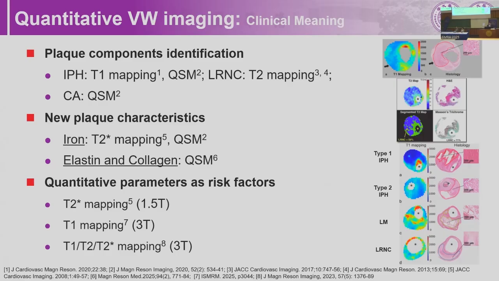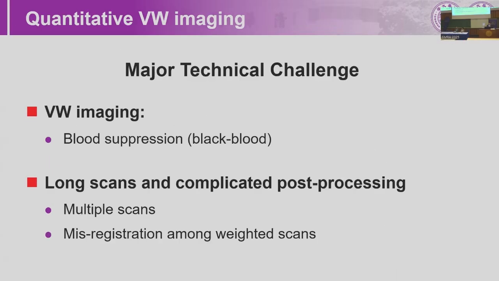Another way to quantify the risk of the plaque is to use quantitative parameters directly as risk factors. All those studies, including T2 star, T1, and even the combined use of T1, T2, and T2 star mapping, do so without identifying any plaque components. That could result in quite a direct evaluation of the plaque risk.